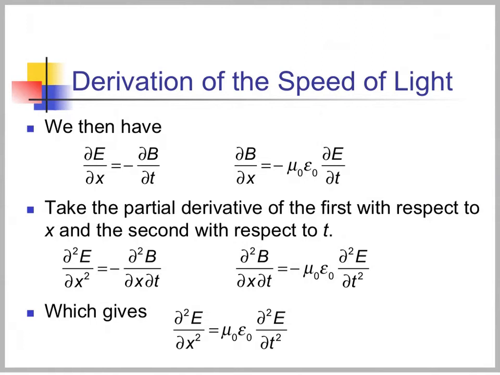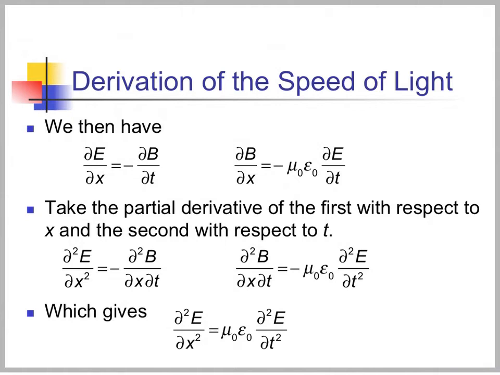Let's take the partial derivative of the first equation with respect to x, and we'll take the partial derivative of the second equation with respect to t. So in that case, this side becomes a second derivative of E with respect to x, and this is the partial of B with respect to x and t. But this is the partial of B with respect to x and t, that's minus mu naught epsilon naught, partial of E with respect to t squared, and we can equate these two and give us an equation that only deals with electric fields. It says the second derivative of the electric field with respect to x squared is mu naught epsilon naught, the second derivative of the electric field with respect to t squared.